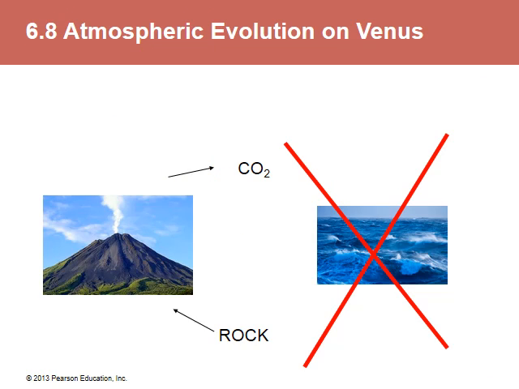Okay, so there's a situation on Venus compared to Earth. You've got the volcanoes doing their job, putting out the carbon dioxide. You don't have an ocean to absorb that carbon dioxide, so it builds up in the atmosphere.